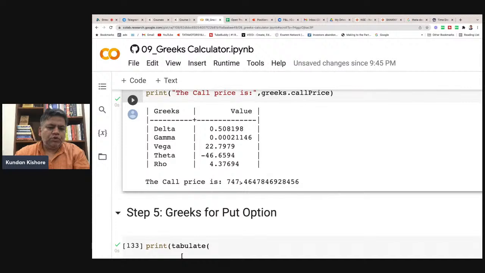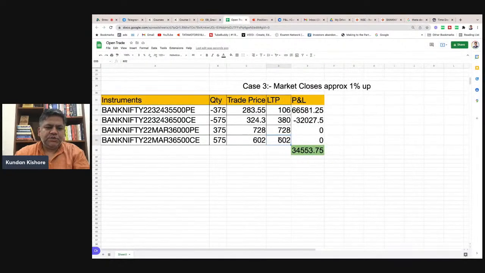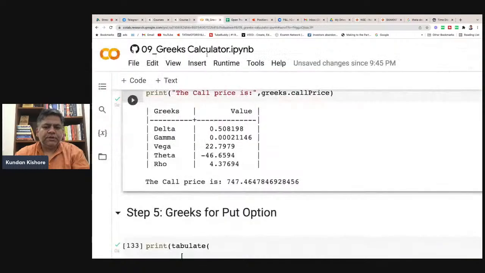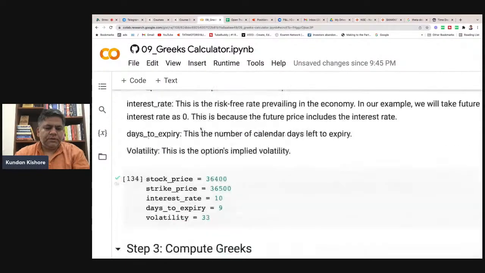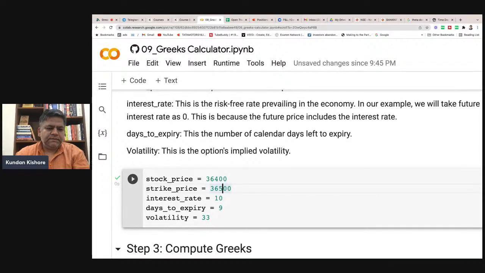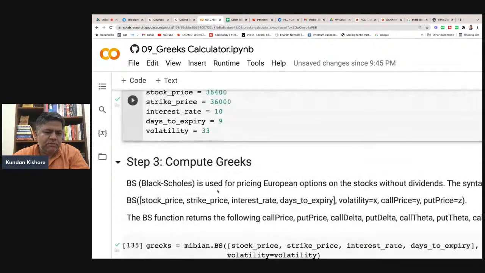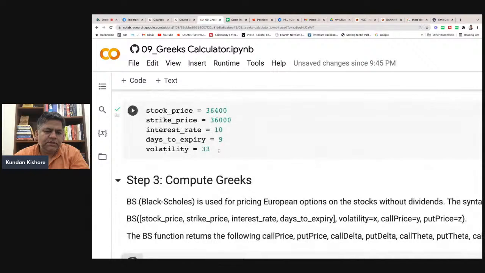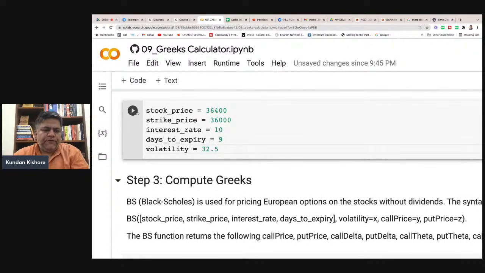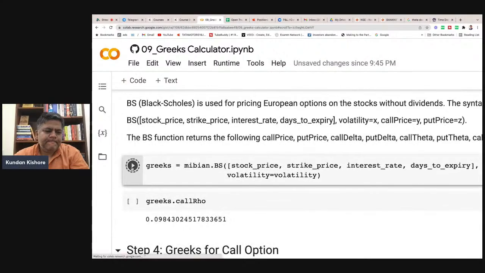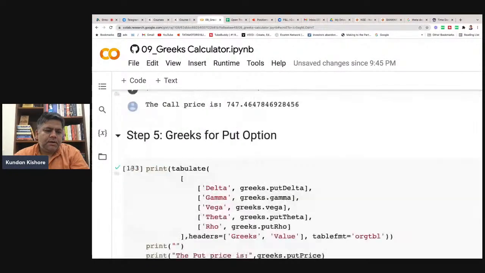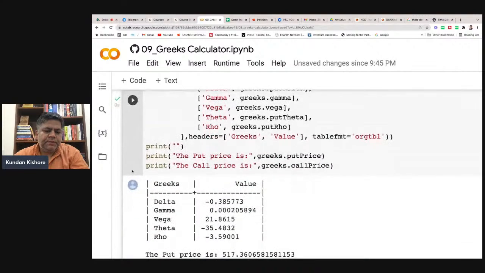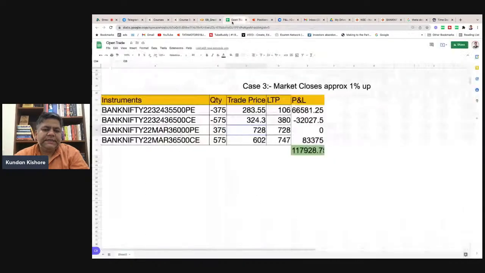So monthly call option price will go to 747. So let's place here 747. Certainly this price will increase, but this is going to decrease significantly. So 36,000 put. Volatility remains almost the same, 33, though it is 32.5 actually. So let's change it to 32.5. Then the put option price comes down to 517.